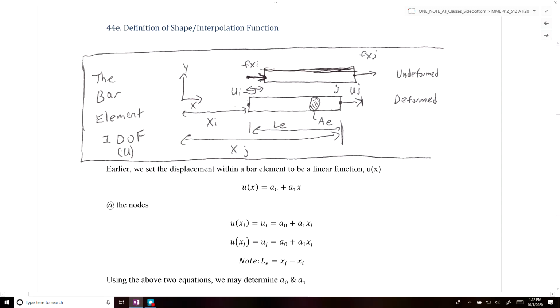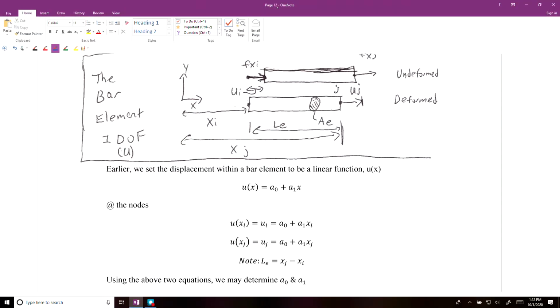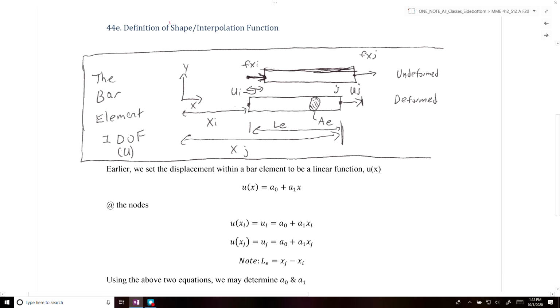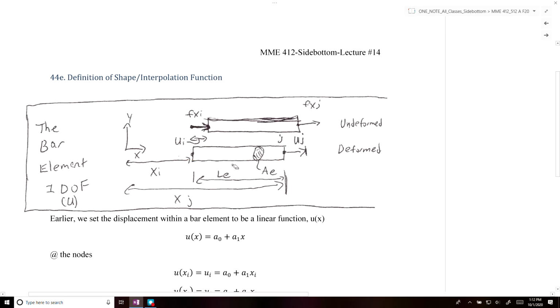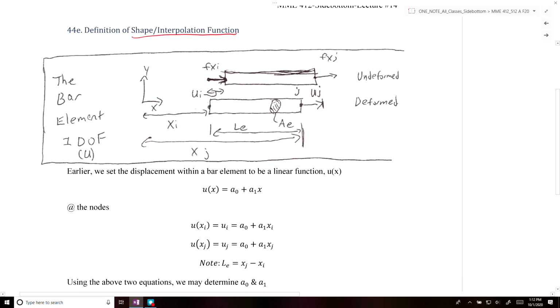In this video, we're going to talk about shape and interpolation, or what's often referred to as shape functions or interpolation functions within finite elements. We're going to talk about the shape and interpolation function within a bar element. When we first defined our bar element, we defined it to be a linear function of x, u of x, where we had two unknown constants, a naught and a1.